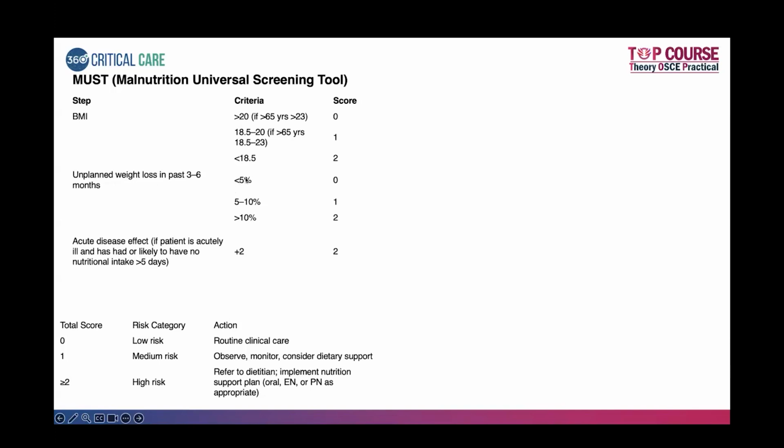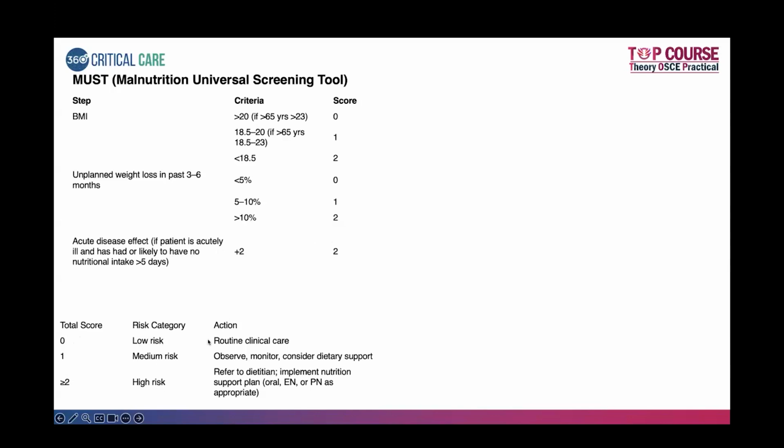For weight loss, the cutoffs are between 5 to 10. And for the disease effect, if the nutrition intake is absent for more than 2 days, then that comes into the criteria and a score of 2 is given. So the total score is 0, 1, and 2 or more. So based on that, you can classify it as low risk, medium, and high risk.